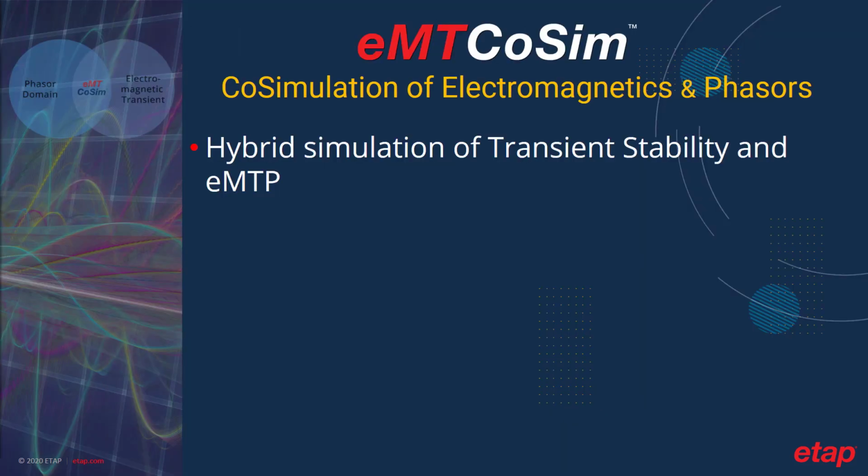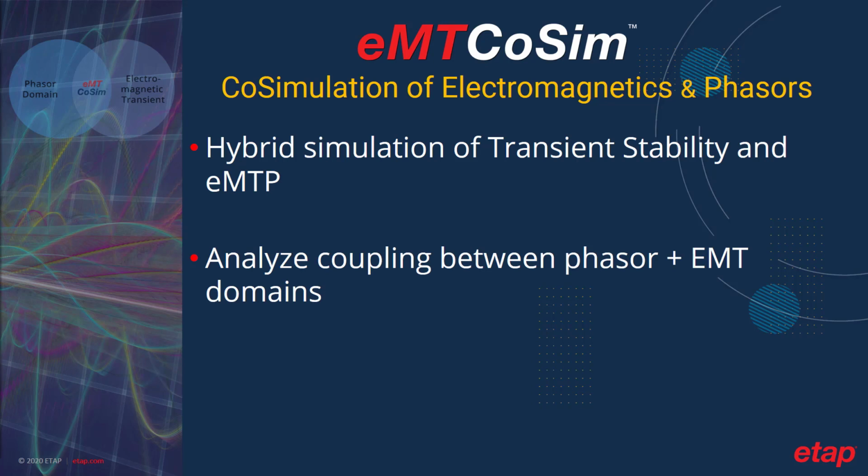Expanding our offering to provide a multi-domain analysis, ETAP eMTCoSim mode is provided along with eMTP and Transient Stability to offer CoSimulation of electromagnetic and phasor transients. That is, ETAP's Transient Stability and Electromagnetic Transient programs are combined to collectively solve complex system models with detailed hybrid simulation at millisecond and microsecond time step to analyze the coupling between phasor and electromagnetic domains.